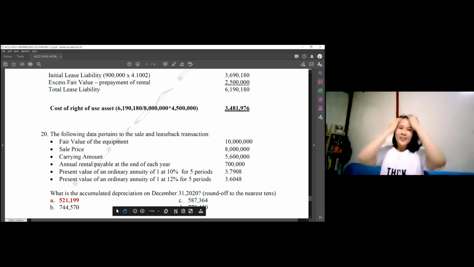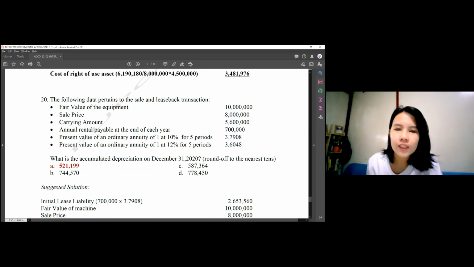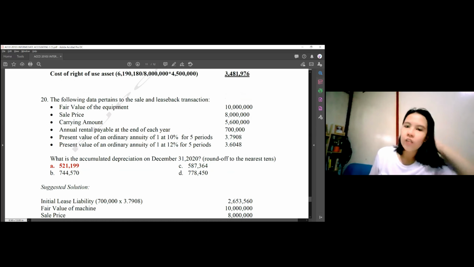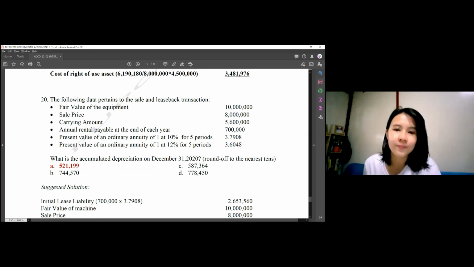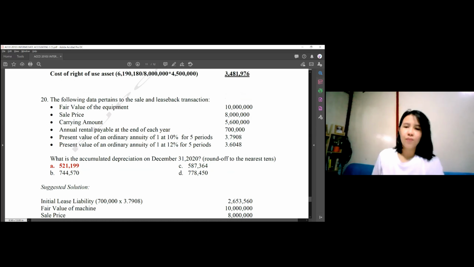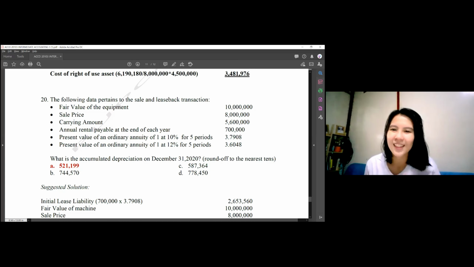Okay? So, I think this is the next and last, hopefully, since we're running out of time. Okay. So, this is another sales and leaseback transaction. So, fair value of the equipment is 10 million, sales price 8 million, carrying amount is 5.6 million. Annual rental payable at the end of each year is 700,000. Good thing na given na rin ang present value of an ordinary annuity at 10% for 5 periods and present value of ordinary annuity at 12% for 5 periods. So, ang tanong, ano raw yung accumulated depreciation on December 31, 2020?